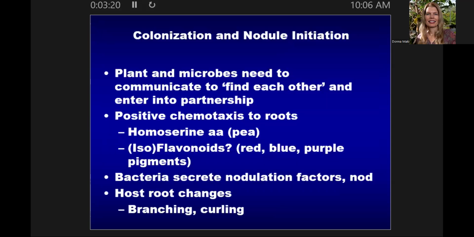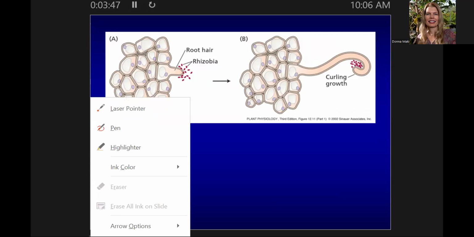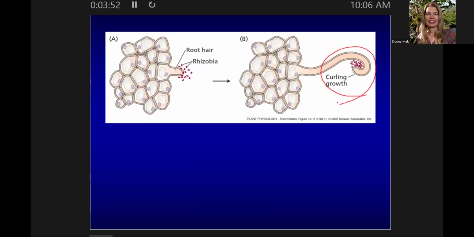And then when the bacteria finally get to the roots, then they're like, yeah, here I am. I'm a friend. I'm not a foe. And let's enter into this relationship. And then the plant will start to respond to that by usually curling their roots. Their roots will start to branch a little bit. And I think this is where we left off last time, with the idea that the root hair here is curling and kind of hugging and scooping up the bacteria so that they can start entering into a partnership.